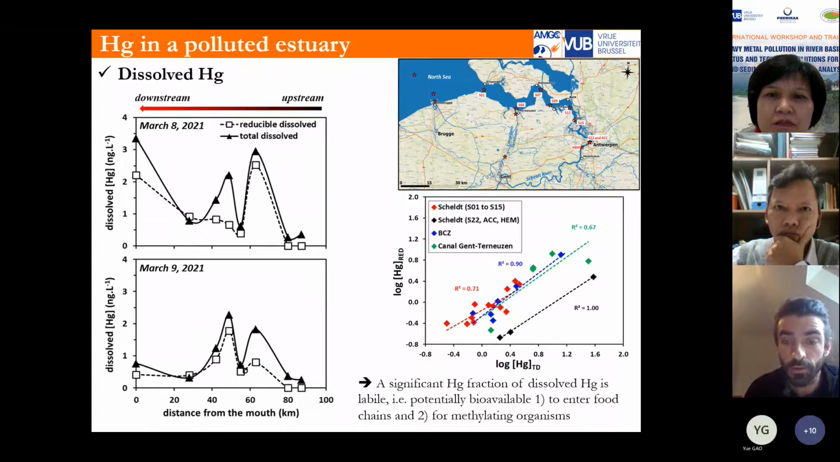And also, I do not show the results, but if we compare to the studies from Martin Learmakers that was done in 2001, actually we have the same values of dissolved mercury as 20 years ago. So whereas the mercury bound to particles has significantly decreased during the last 20 years, this is not the case for dissolved mercury.